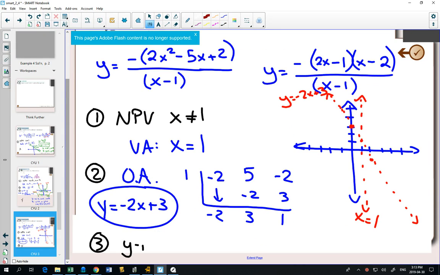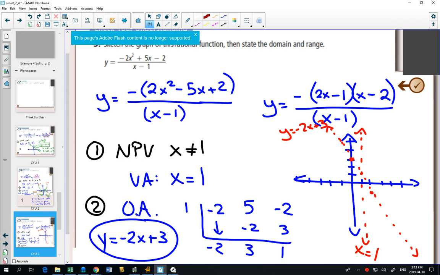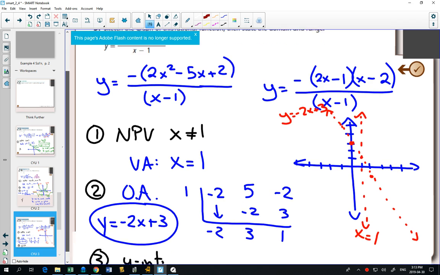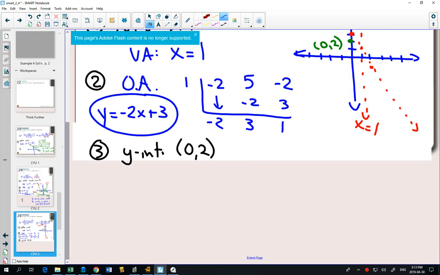Step 3, let's find our y-intercepts and our x-intercepts. Y-intercept is when x is 0. Go to your original equation, plug in 0. You'll get -2 over -1. So we have 0, 2 as our y-intercept. For our x-intercept, plug in 0 for y.